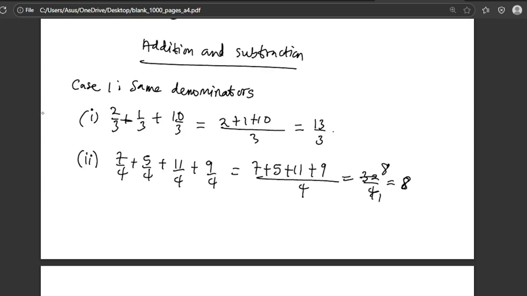Okay. This is for addition. Let's have subtraction also, even for that case 1.